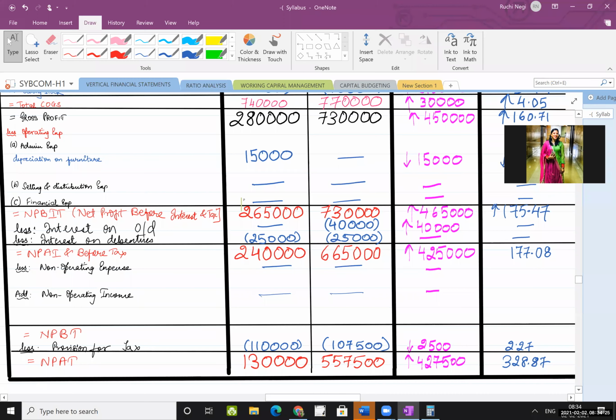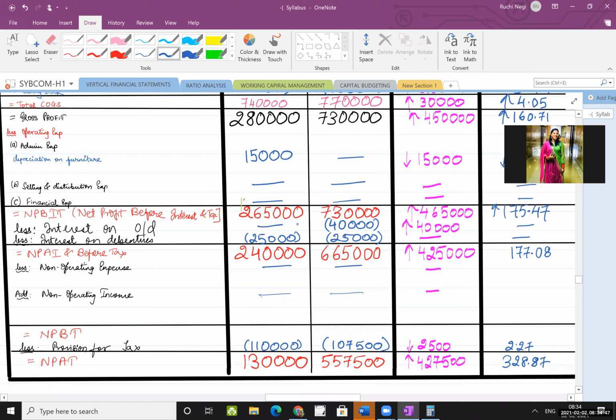Next, interest on OD. First year it is 0. Second year it is 40,000, so it has increased by 40,000. Okay, I cannot calculate the last column because the denominator is 0. Correct? Yeah, so just put a dash.